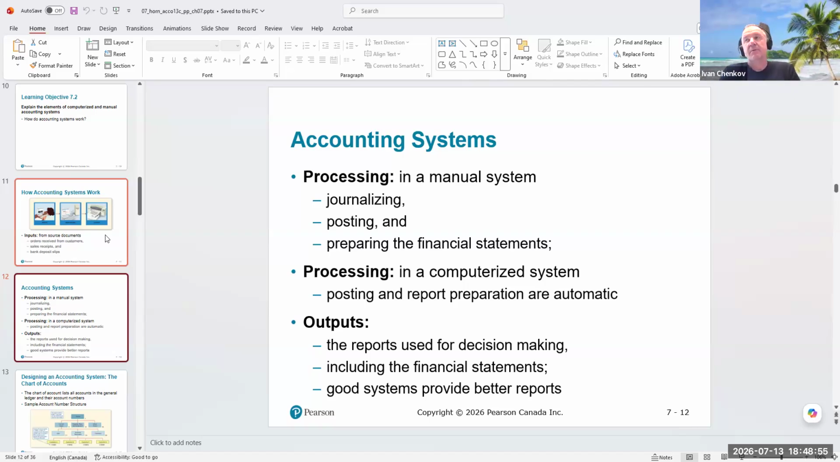But again, manually, you have to be monitoring the Excel spreadsheet to make sure that they're actually producing the correct financial statements. Whereas in the computerized system, everything is set up, and all the posting and report preparation will be automatic, based on the outline or the requirements of the person who's going to use those reports. And the last one is the inputs and outputs. Outputs will be the reports used for decision making under both systems, including financial statements.